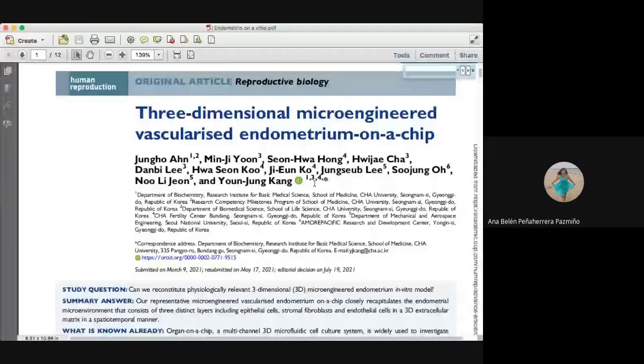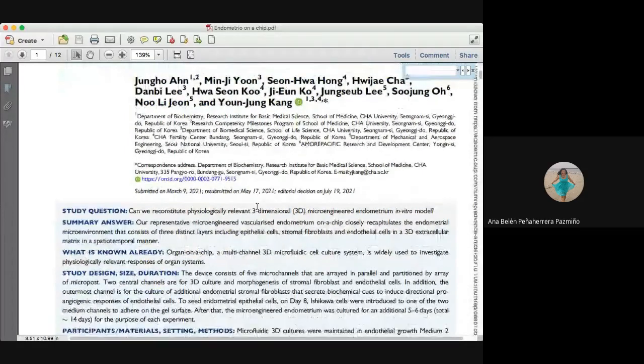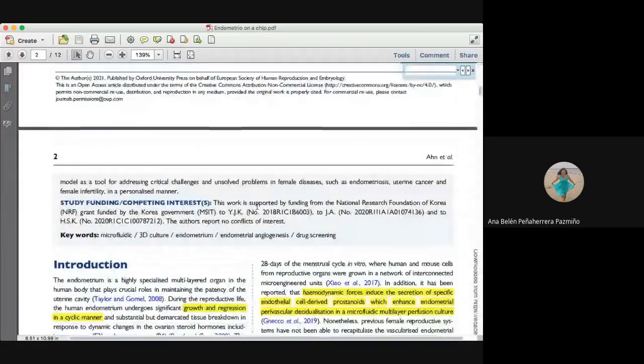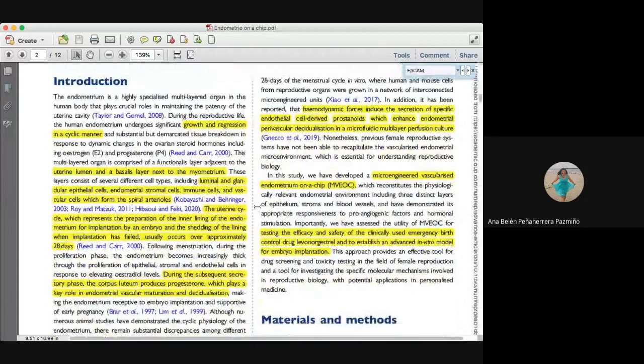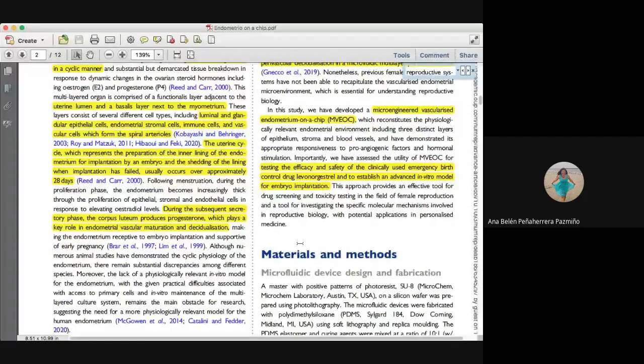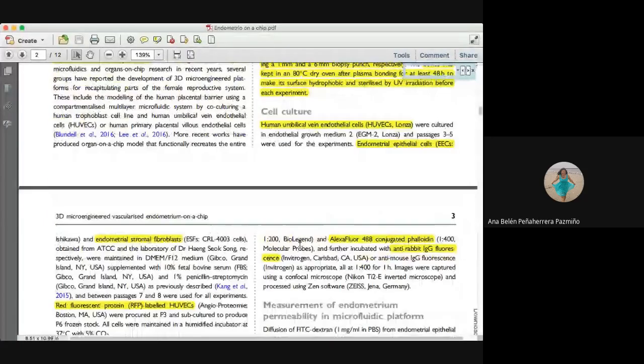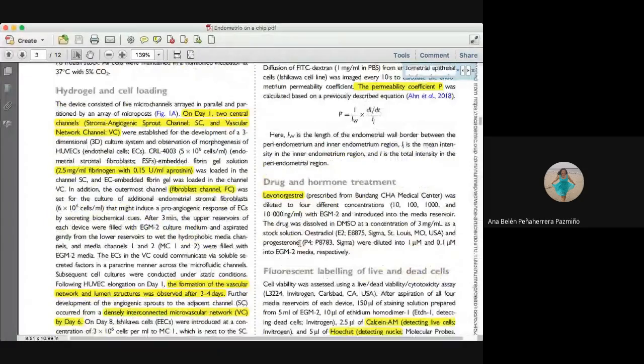Okay, good morning, everyone. Today I would like to talk about this article called Three-Dimensional Microengineered Vascularized Endometrium on a Chip. The idea of these authors was to create a 3D model that recapitulates the functions of the endometrium. The human endometrium undergoes a cyclical development. So the first point to test was to culture endometrial stromal fibroblasts in different layers.